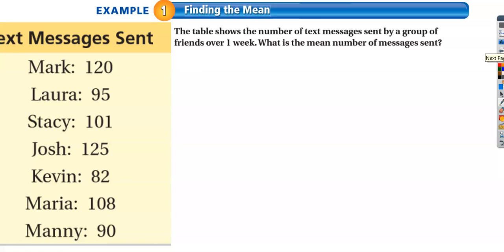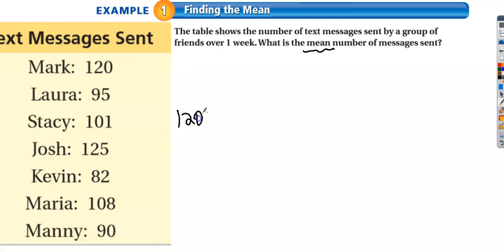So here's an example of how you find the mean, right? Here's a table that shows the number of text messages that was sent by a group of friends over 1 week. And if I'm asking you what the mean number of messages sent is, whenever you see the word mean, right, you're thinking, hey, it's an average, right? So if I want to know how many texts per week these friends send, well, I'm going to add up all the number of text messages.